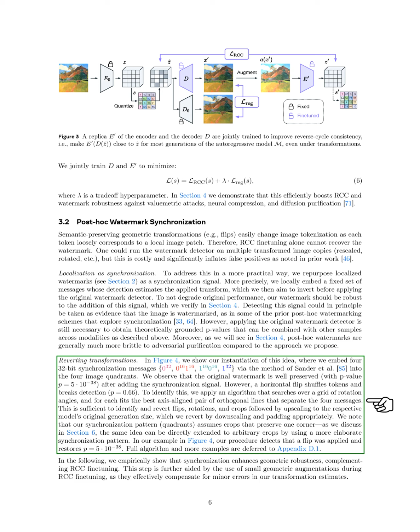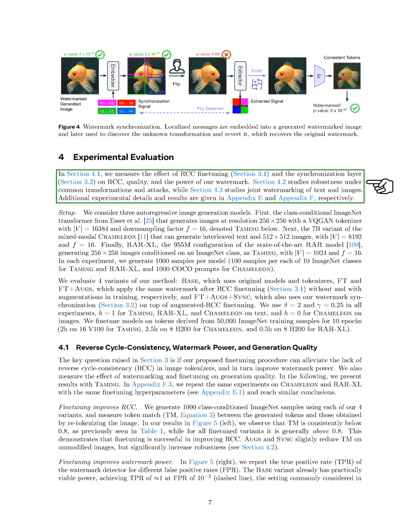Section: Experimental Evaluation. In this section, we evaluate our experiments. We measure how RCC fine-tuning and the synchronization layer affect RCC, watermark quality, and power. We also study robustness against common transformations and attacks, as well as joint watermarking of text and images. More details and results can be found in the appendices.